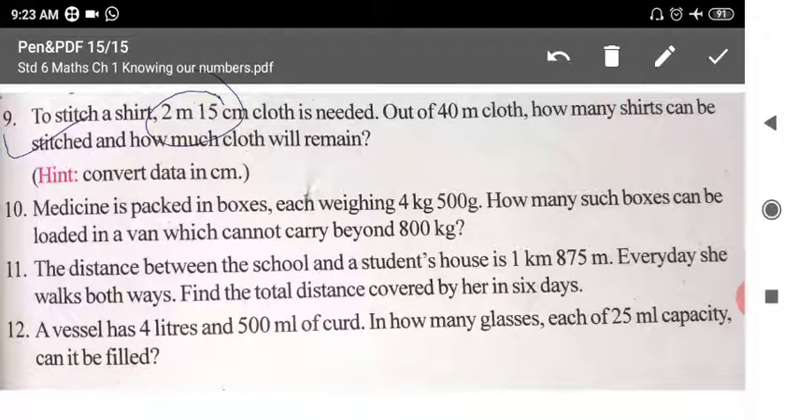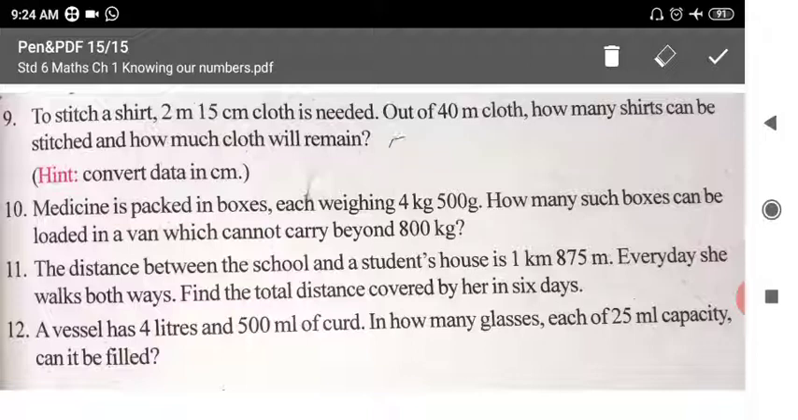Now out of 40 meter of cloth, how many shirts can be stitched of this 2 meter and 15 centimeter, and how much is remaining? That we have to find. Clear everyone the question? Now here, convert data in centimeter is given first. It means we have to convert both in centimeter and it will be easy. So first we are converting this data.